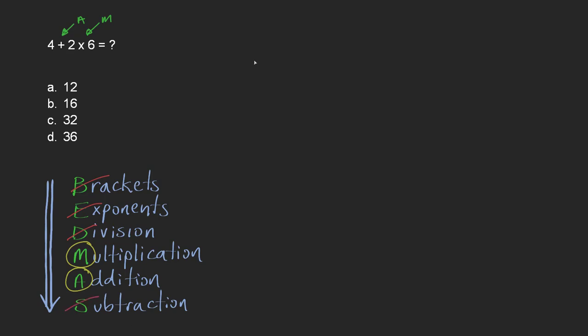So let's have a look at this. I'll start off just by writing it out again. So 4 plus 2 times 6. And so we're going to be dealing with the multiplication first. So 2 times 6 is 12. So now it becomes 4 plus 12. And this is pretty simple. 4 plus 12 is equal to 16.